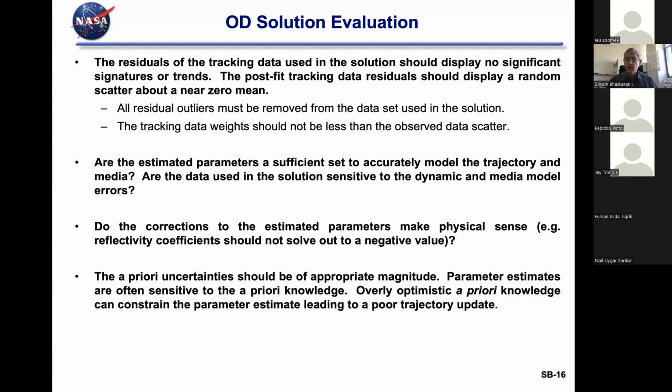As I said, it's a least squares process. The least squares process does not have to be accurate. It can just fit the data. That doesn't mean that your orbit is correct. So we have to go through all this very detailed process of checking all these things to make sure that we actually got the right solution. The corrections to the estimated parameters should make physical sense. For example, we shouldn't solve out to a negative solar pressure. The uncertainties we put in the least squares process should be of appropriate magnitude. And so this is the kind of checking navigators go through to see whether the estimate is correct or not.